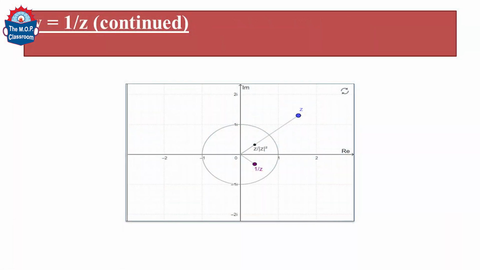You can see the points in the Z plane. In the Z plane, the points outside the circle are mapped onto 1 by z. So, where is it mapped? It is mapped onto the 1 by z inside the circle.